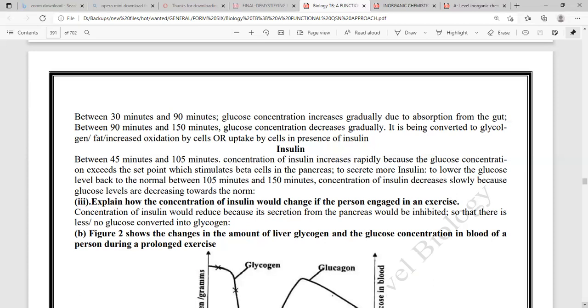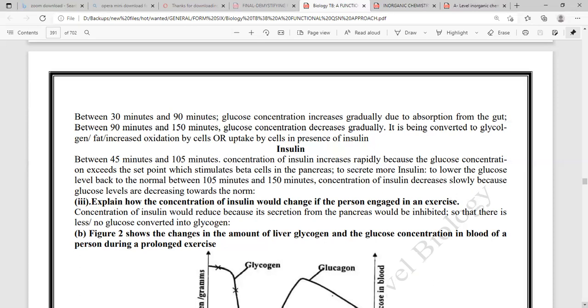Now, with the description, what are the marking points? You give the range on the horizontal scale, and then you give the description on the vertical scale. Look, between 30 minutes and 90 minutes, we have glucose concentration increasing gradually.